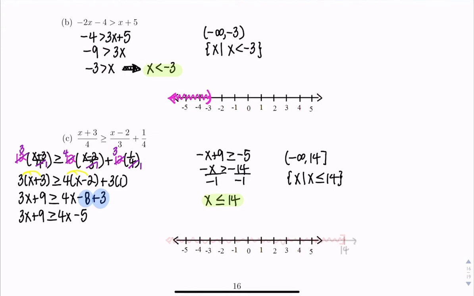Now let's go ahead and come all the way down. This is going to go on for a long bit here, and I'm just going to write a 14 so that you get the idea. And so we're going to have a bracket on 14, and anything less than it is a solution, all the way down to -infinity.